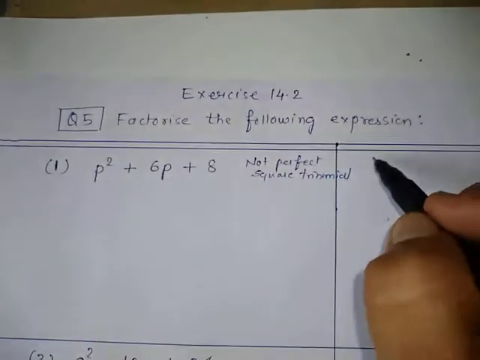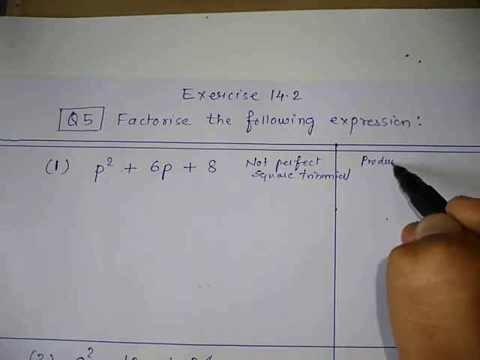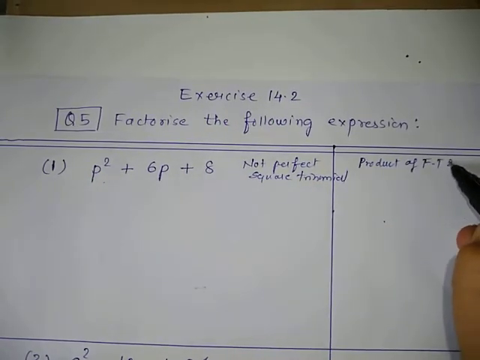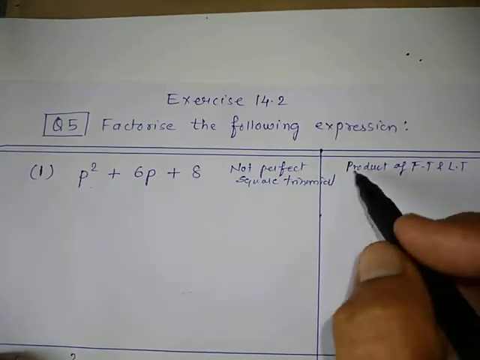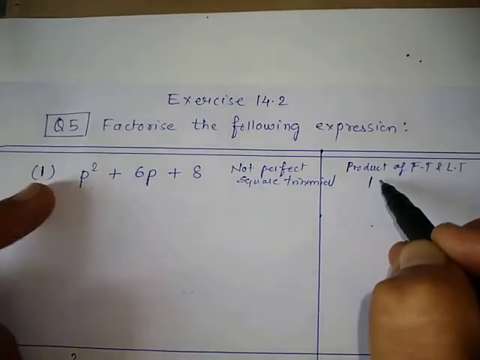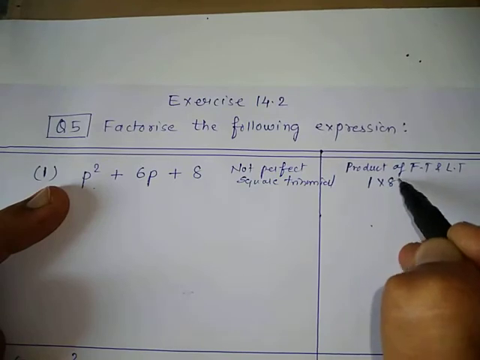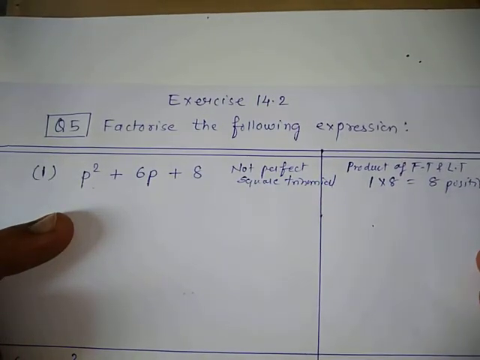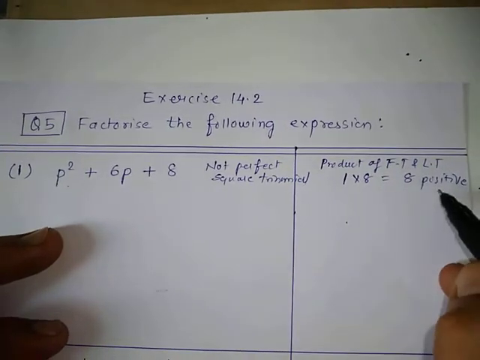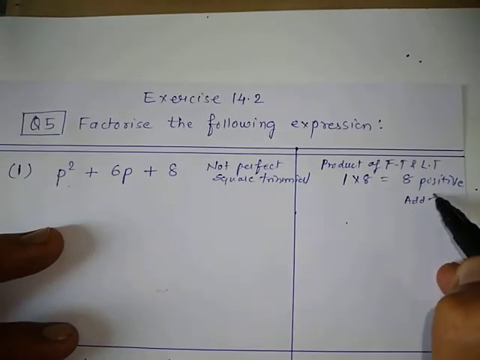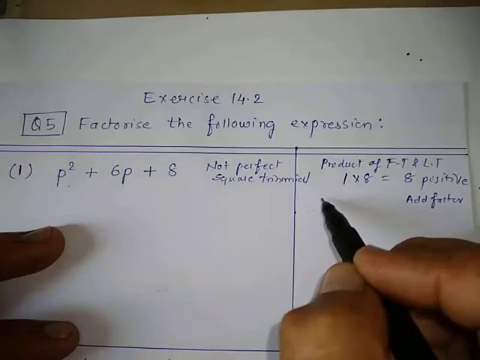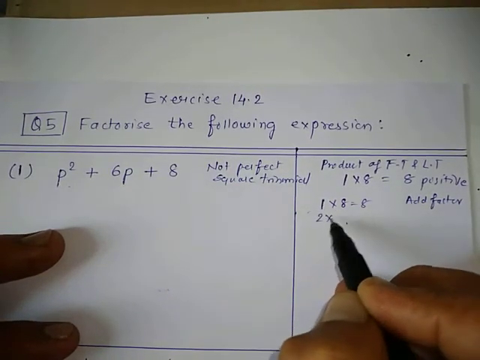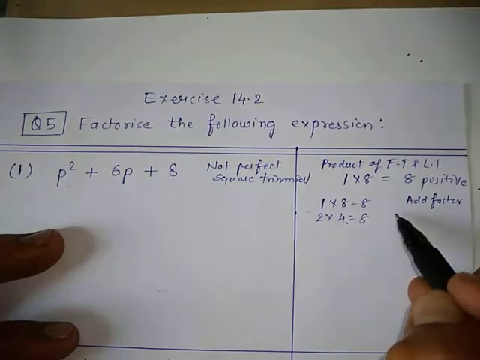When it is not a perfect square trinomial, we have a different method. We have to find the product of the first term and the last term. That is, 1 is the coefficient and 8, and the product obtained is positive. So whenever the product is positive, we have to add factors. First of all we will find the factors of it: 1 eights are 8, 2 fours are 8, only these two factors.